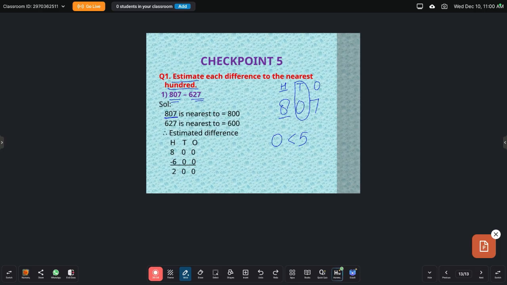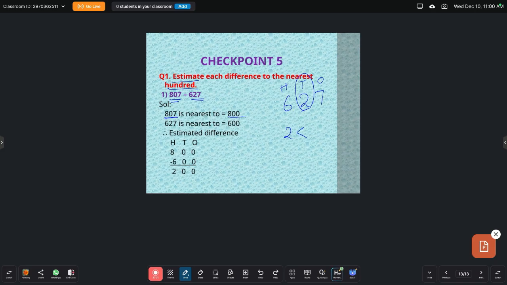807 will be rounded to the nearest 100, that is 800. Okay. Now, next is our subtrahend. That means we have 627. Again, check here, boys. We have 2 at tens place.